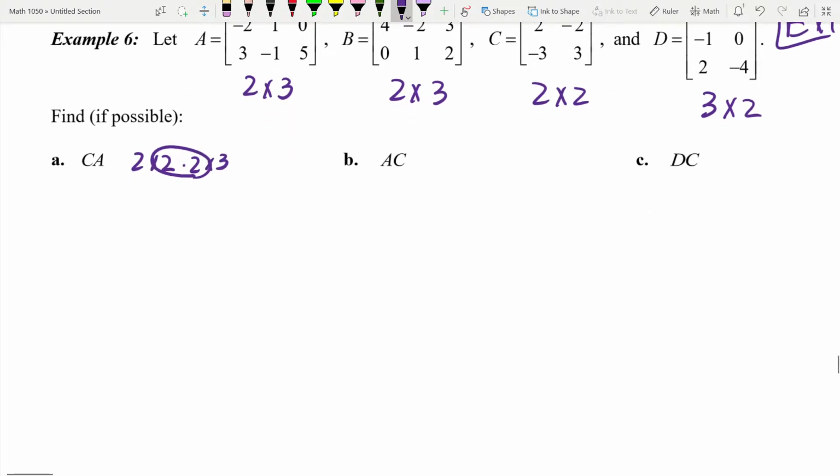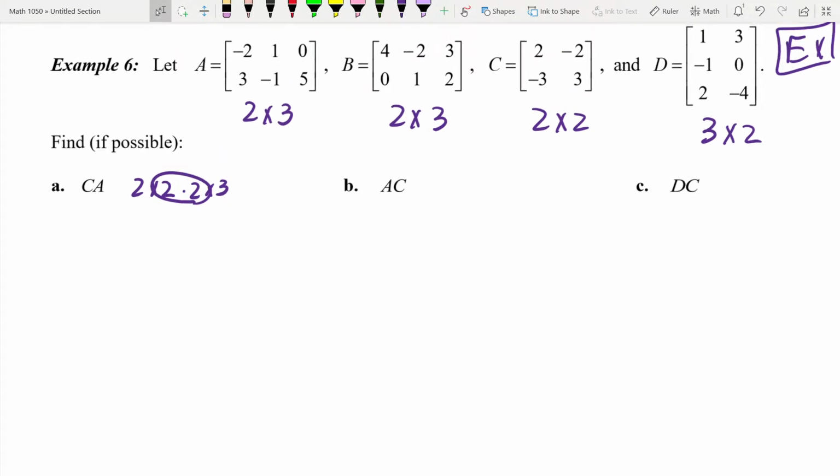Now watch closely. The order matters. So do you see how one is C times A and the other is A times C? You don't get the same answer. In regular math, 2 times 3 is the same as 3 times 2. You get 6 either way you do it, right? Not in matrices. It's different. So if that says C first, you must write C first, okay? So everybody write down C: 2, negative 2, negative 2, negative 2, negative 3, 3. Right next to it, write matrix A.